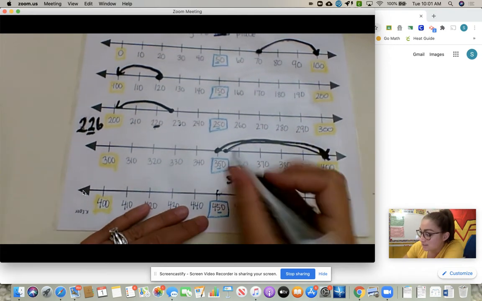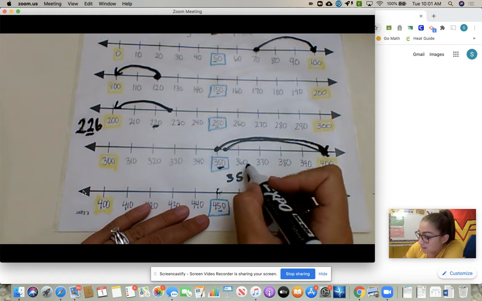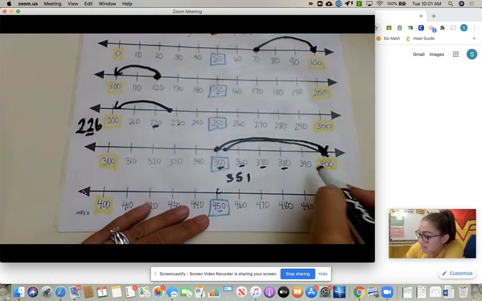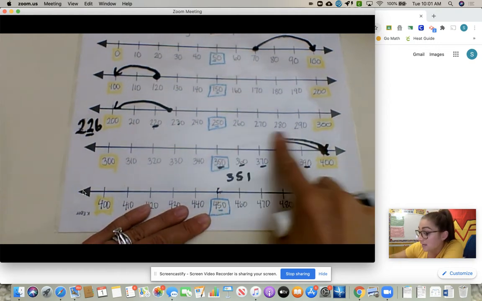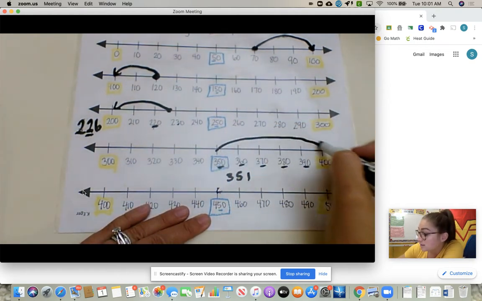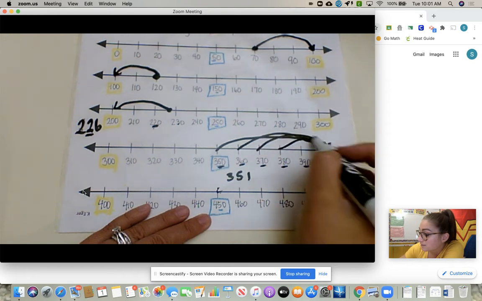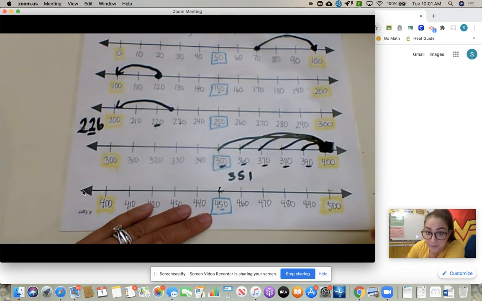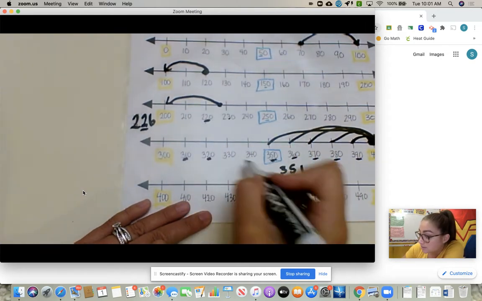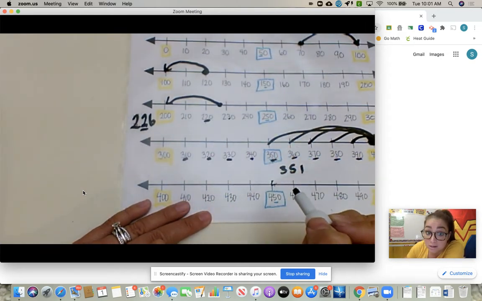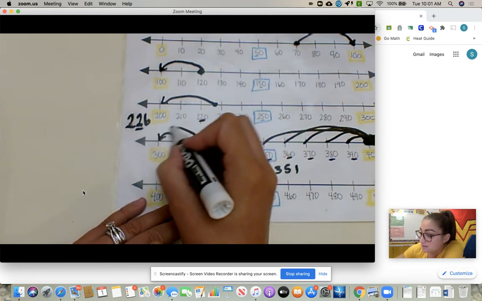So when there is a 5, a 6, a 7, an 8, or 9 in the tens place, you just round up, okay? You round up. All right? When there is a 1, a 2, a 3, or a 4 in the tens place, you round down.